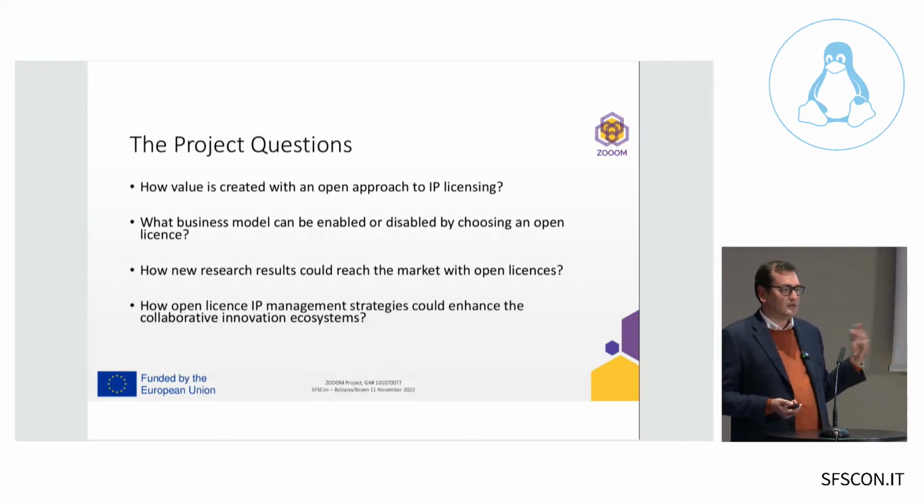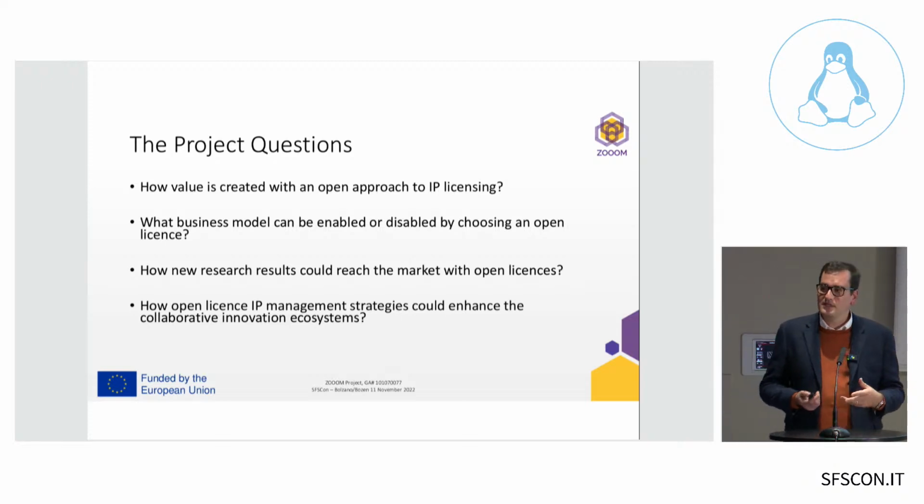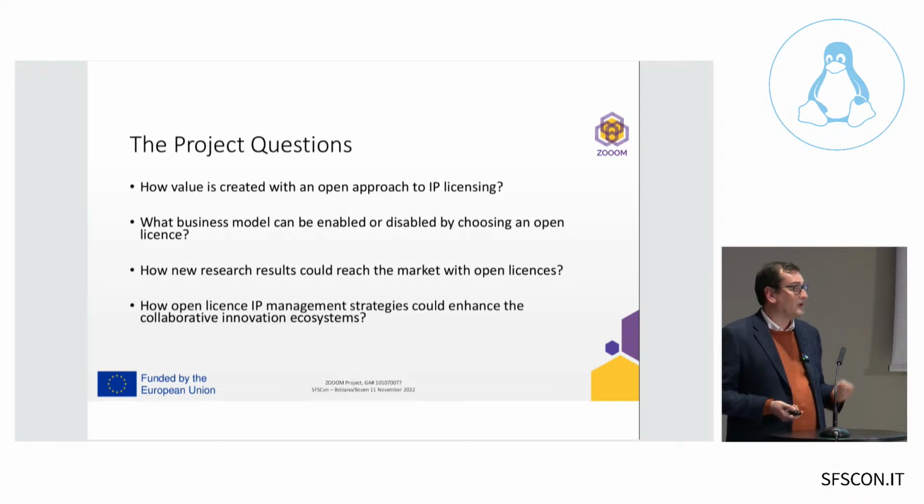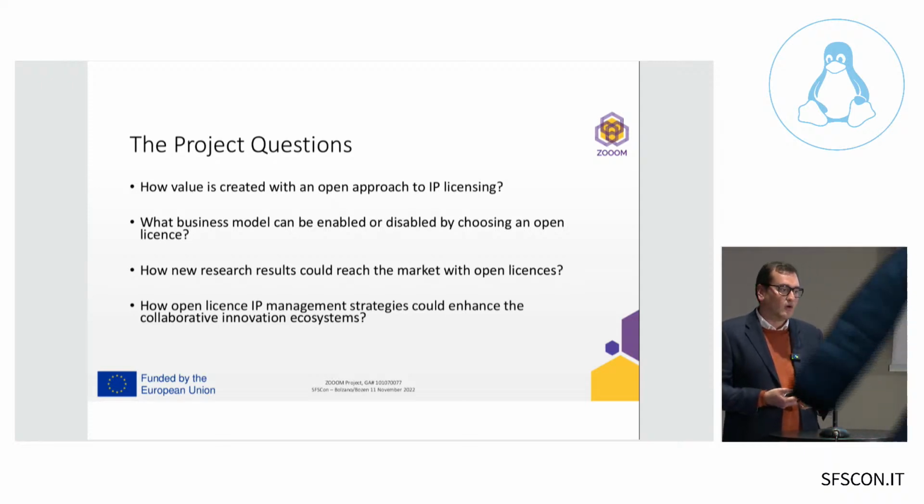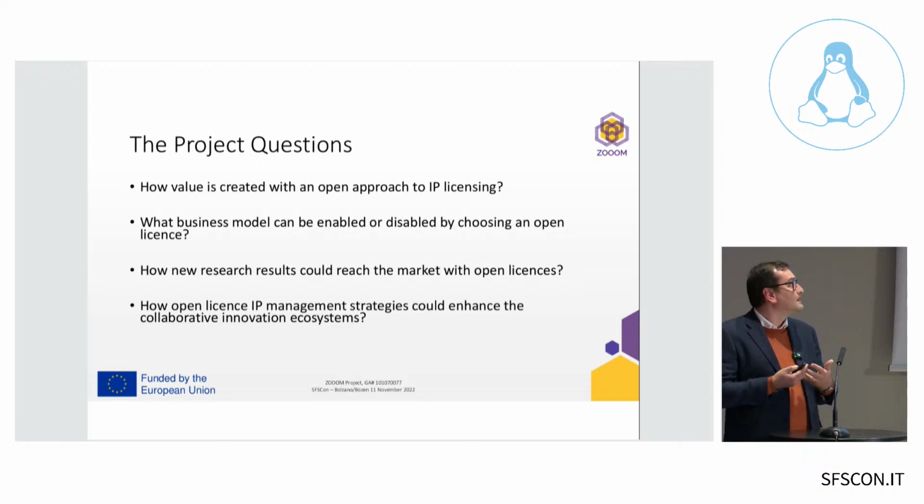The second one is related to the business model. So which business model can be enabled or disabled by choosing an open license? How can a company, or my company for example, access the market and create employment and other positive effects on the community? And how could new research results reach the market with open licenses? So which strategies could be adopted by researchers, for example, or developers that want to see their IP and their product reaching the market?